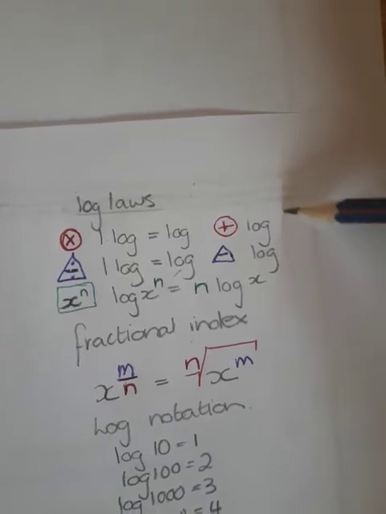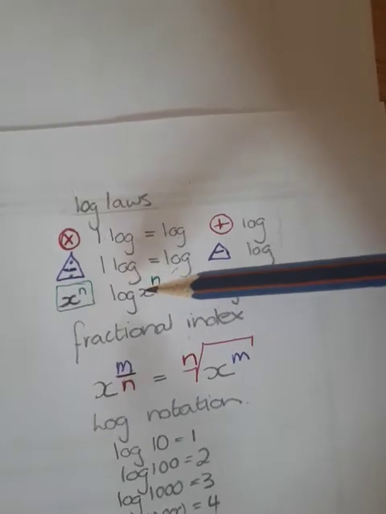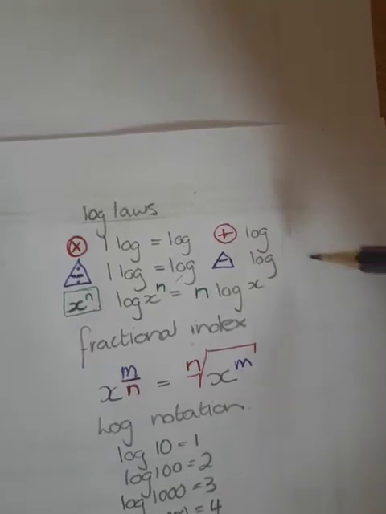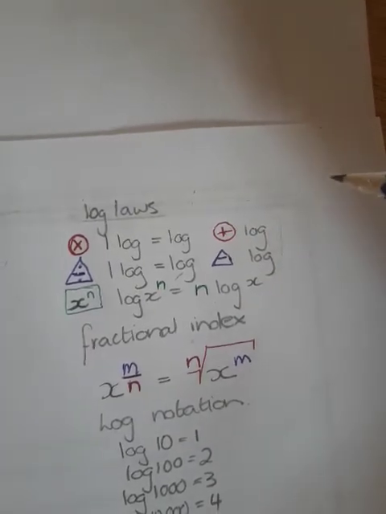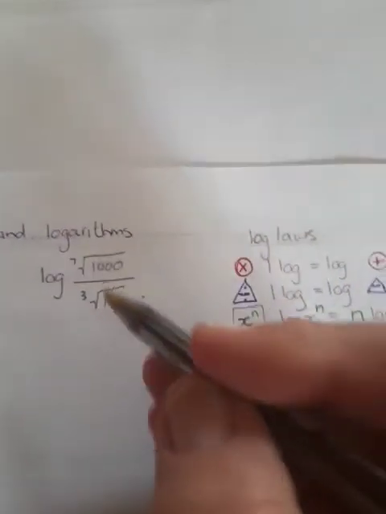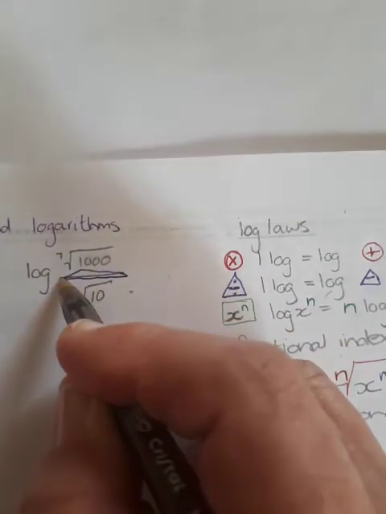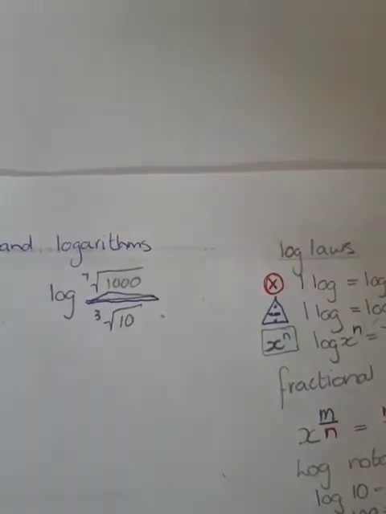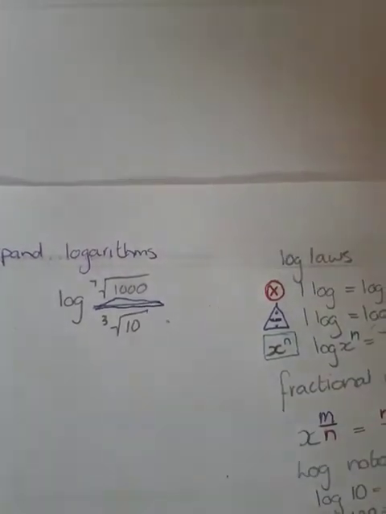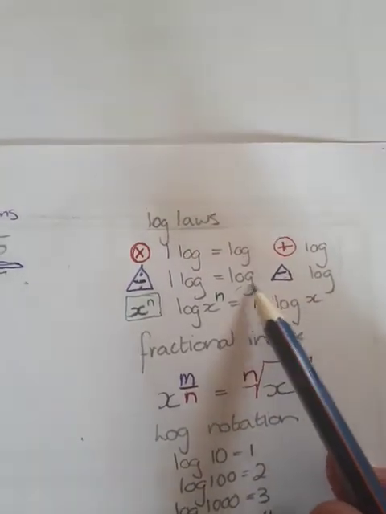So these are expanding. Then we also have the power law, where we have log x to the power of n, which becomes n log x. So these are the three laws that you will have to apply. So when we look at this one, I told you you must identify the law. In this case, I told you to draw a triangle in a specific color around the division sign, which now needs to become a subtraction of the two logs.